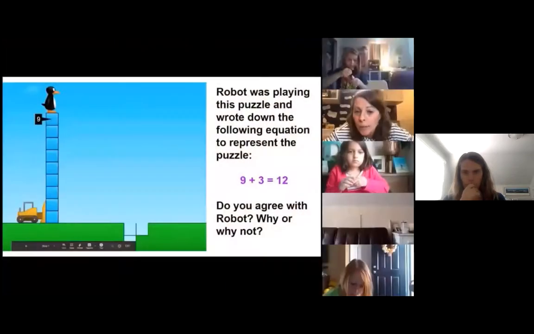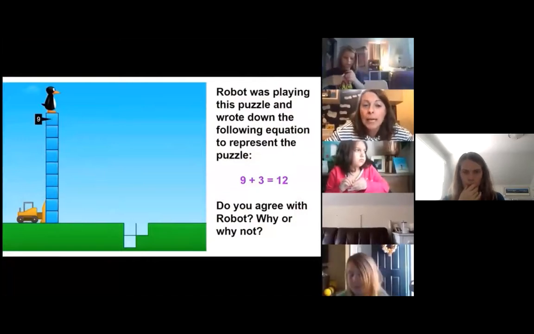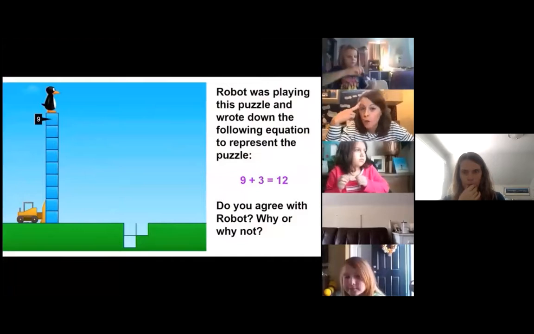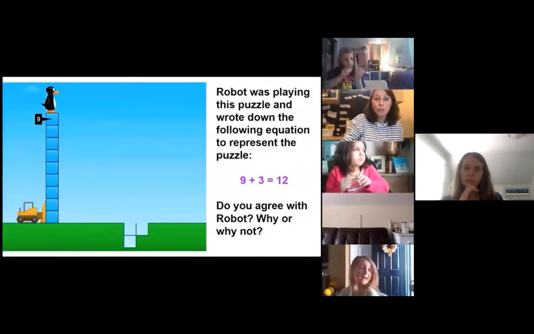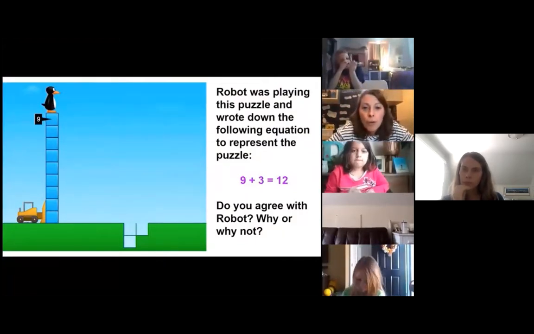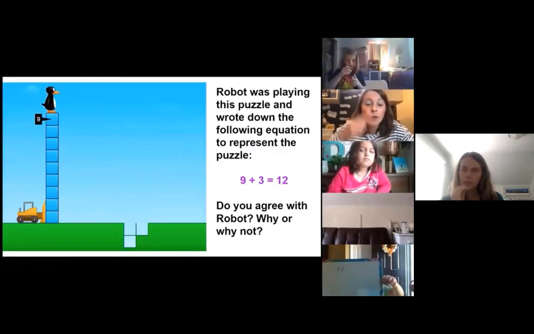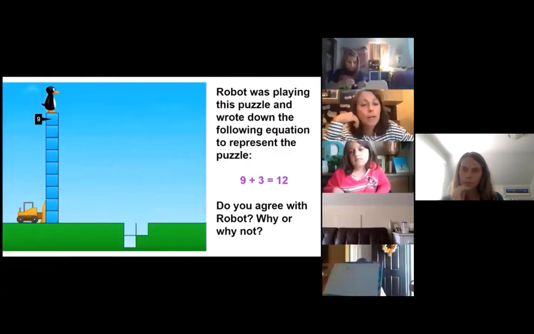It says Robot was playing this puzzle and wrote down the following equation to represent the puzzle. So Robot is Gigi's friend, and Robot saw this puzzle and wrote down 9 + 3 = 12. I just want you to think first, don't talk yet. Do you agree with Robot, and why or why not? So I like how Hadley's putting stuff down on her board. Parisa, I want you to think about this. Parisa, do you agree with Robot, why or why not? It says that Robot was playing this puzzle and wrote down 9 + 3 = 12. Do you agree with Robot, why or why not? So in your head, you're thinking, yes, I agree because, or no, I don't agree because.